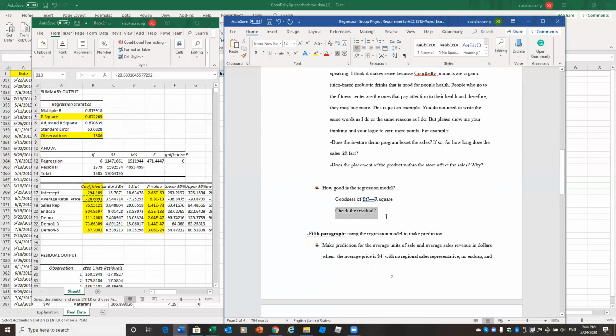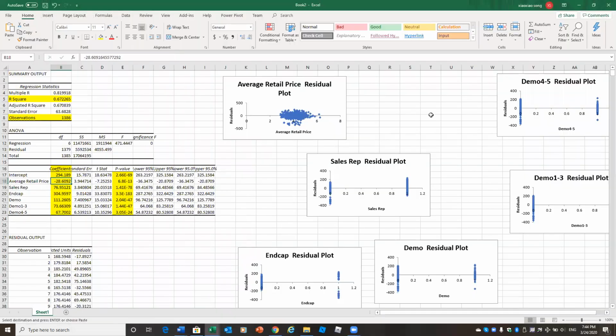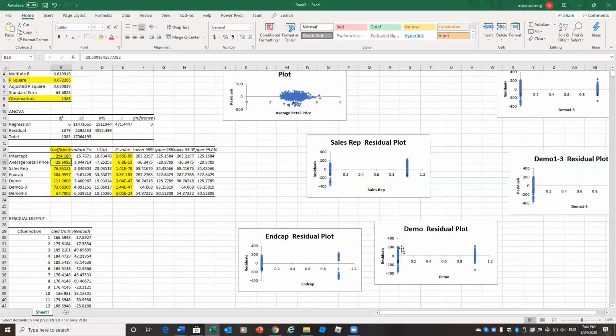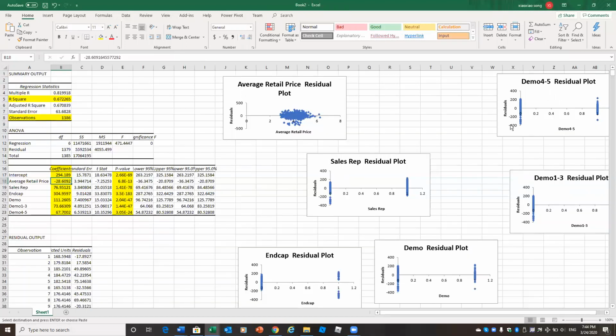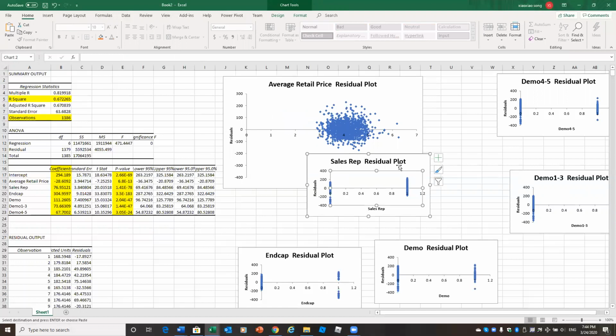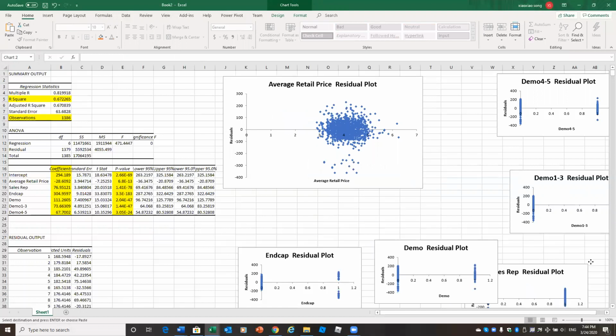Check the residual. Okay, so now we look at the residual. Students said, oh, professor, look at why they only have 0 or 1. Because they are dummy variable, right? You only have 0 or 1. That's because the dummy variable. So you don't need to look at those things. The only thing we want to look and then we want to analyze is just this retail price.